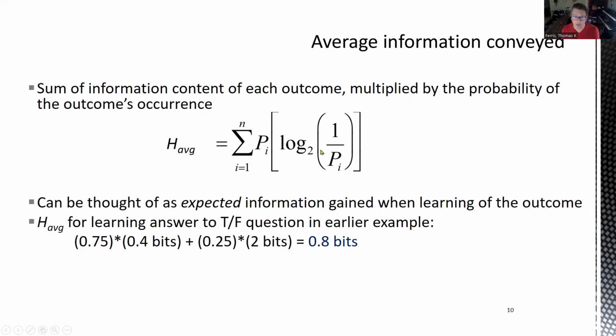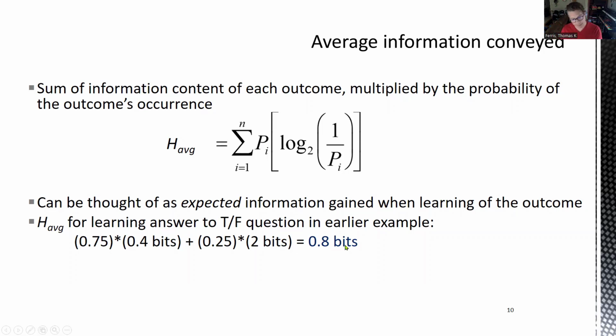So that's where 0.75 and 0.4 come from. I'm multiplying the probability by the information content in that event outcome. And I add them together because I'm doing the expected, the average information. I have to have all of the states represented. And now I get 0.8 bits.